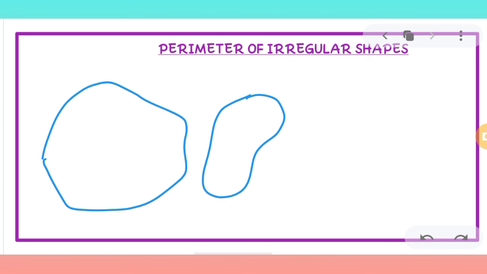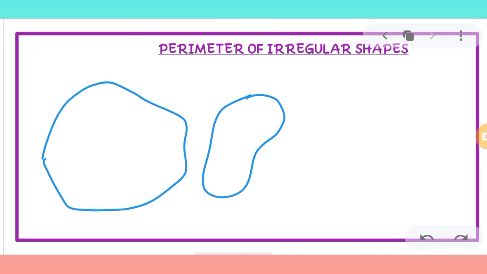Irregular shapes means the shape that do not have fixed length or fixed sides. Okay, just like your palm, it does not have a fixed shape. Your bag, it does not have a fixed shape. Okay, so that's irregular shapes. Let's see how to find out the perimeter. Now here we have two irregular shapes. This is some sort of a circle and this is another shape.